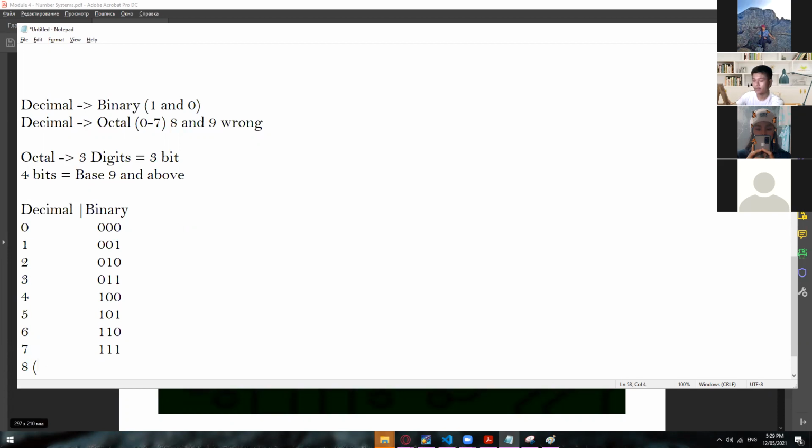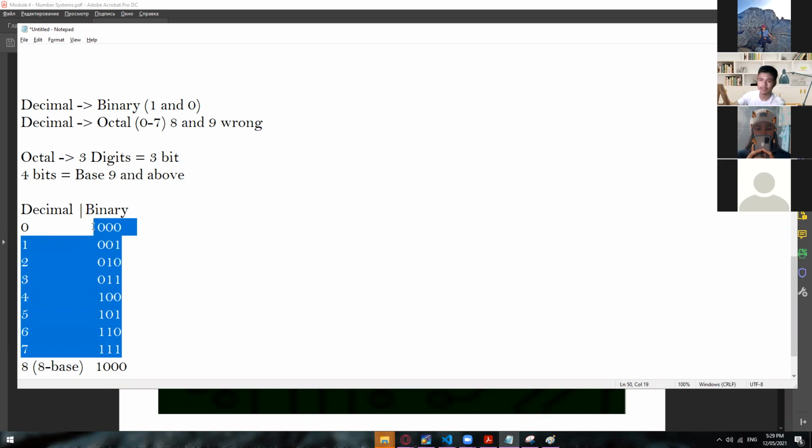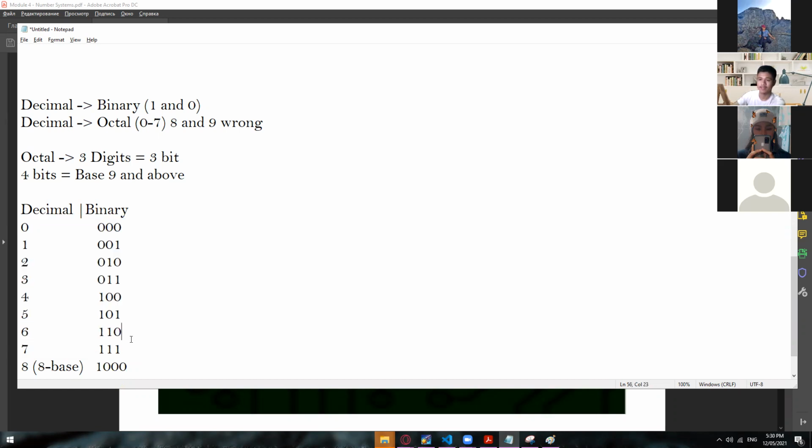Once you reach this one, it is already called base 8, or to be exact, this one is 8 base. Okay, which is not part of the octal anymore. And if you're going to convert that one in binary, you're now going to need 4 bits, or a hex combination number. Okay, which is now 1000. So that is the reason why we only need 3 bits for octal, and then 8 base and above.